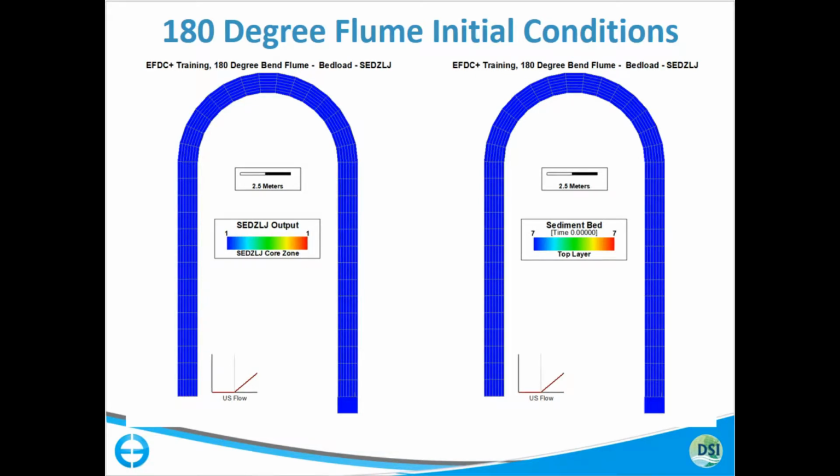SEDZLJ zone, one core applied uniformly. The top layer is 0.2 meters thick. There are 4 sediment layers, 5 centimeters thick each layer. And they're all size class 2. And 329 kilograms per square meter in sediment mass for class 2.